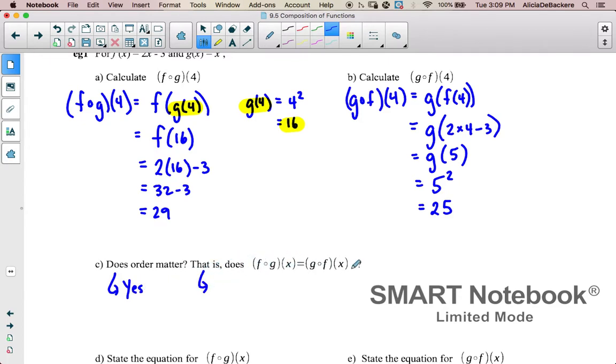And does f of g equal g of f? No. It does sometimes. It is very rarely true, though. We're actually going to look at an example at the end of this lesson for when it is true.